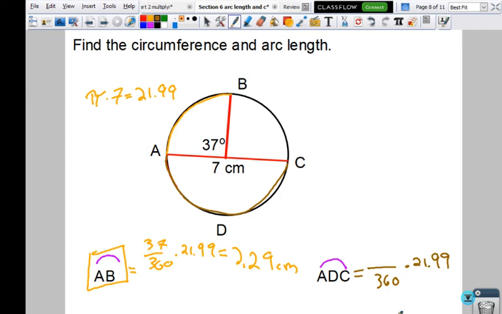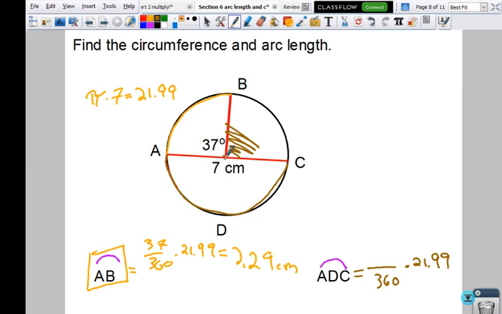Okay, so if I knew what this piece was, what could I do? 360 minus 37 minus this piece though. Do we know what this piece is? It's not also 37. Remember, look at your numbers.